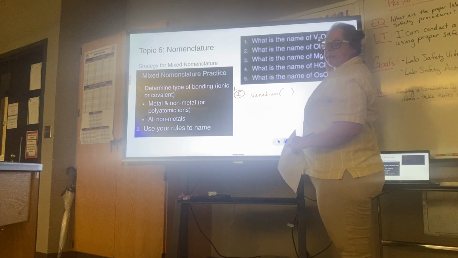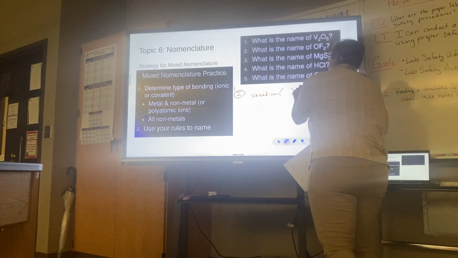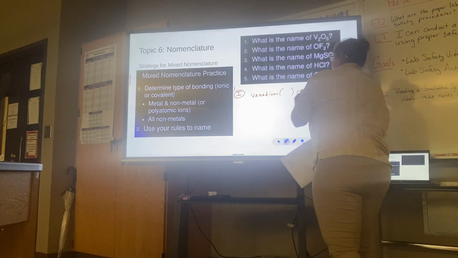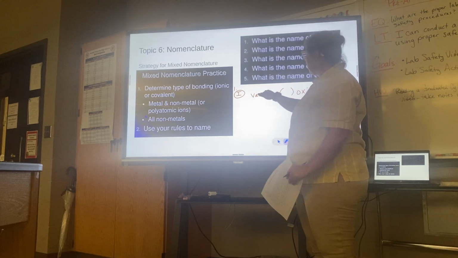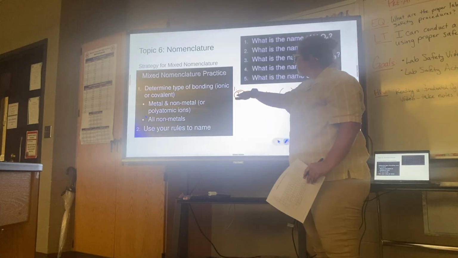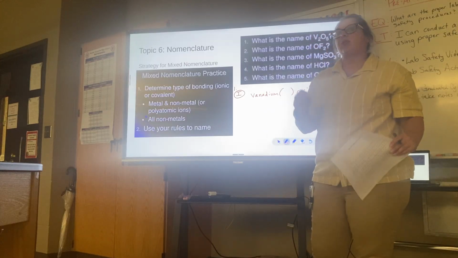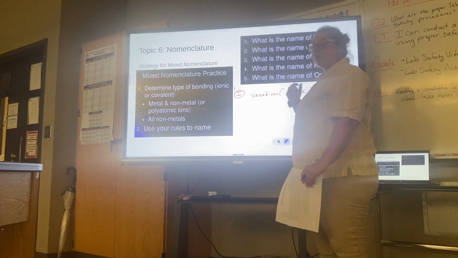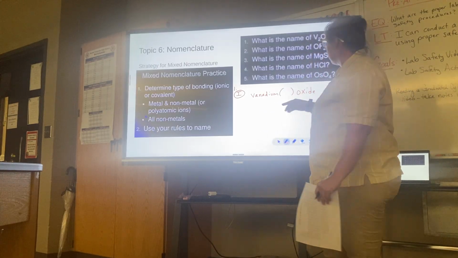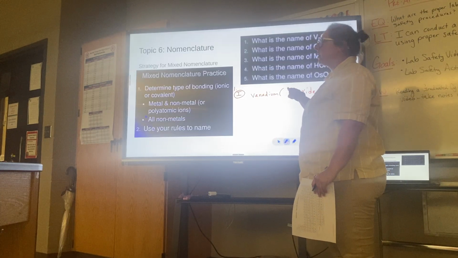Then I give the name of the ending. That is just oxygen. It's not a polyatomic ion, so my ending is going to be oxide. Notice I am not putting prefixes here. Why? Because it's not a covalent compound. Covalent compounds are the only time when I use the prefixes. So now all that we have left here is for us to figure out what this Roman numeral is.